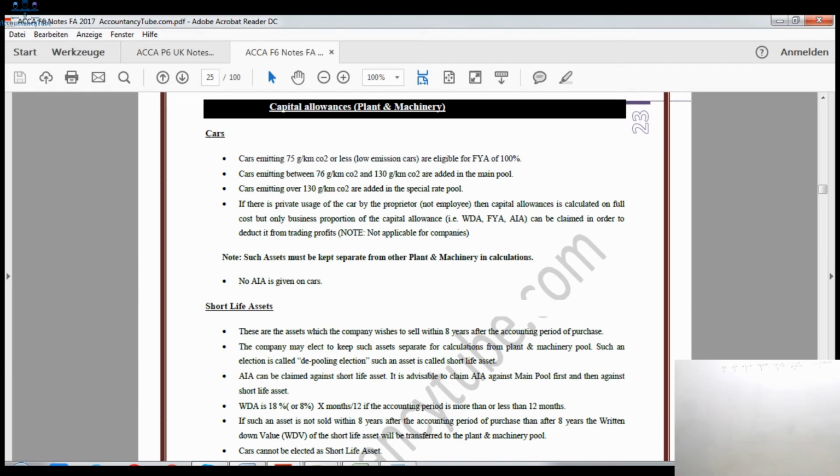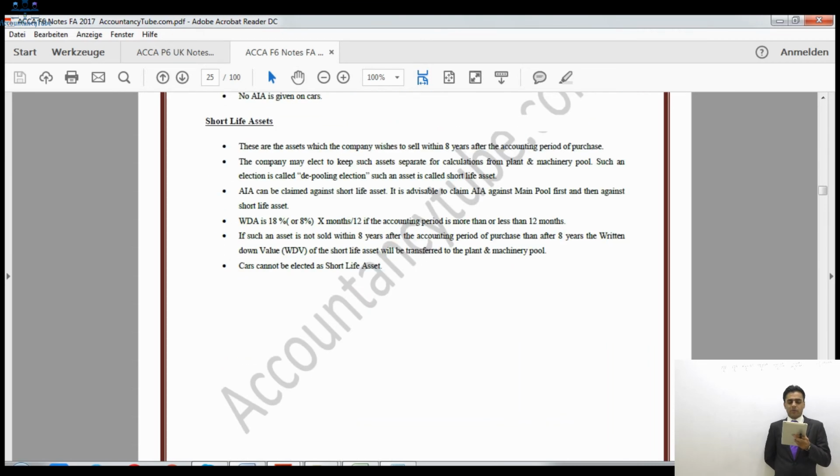Now if the balance in the main pool or the special rate pool before claiming writing down allowance remains less than £1,000, then the entire amount in the pool is written off instead of being carried forward. And after that, it says assets purchased and sold in the same accounting period. Sometimes we purchase and sell the asset in the same period. In that case, there won't be any capital allowance. So if an item of plant and machinery is purchased and sold in the same period, then no annual investment allowance or writing down allowance can be claimed on such assets. However, balancing charge or balancing allowance may be calculated on the sold assets.